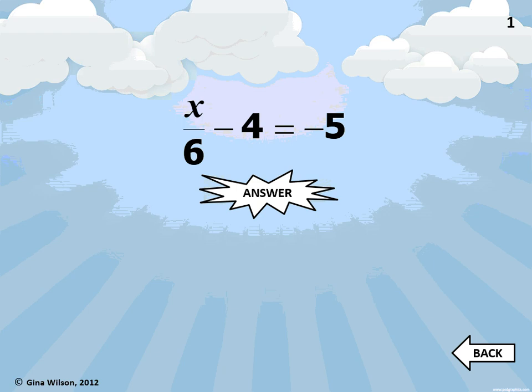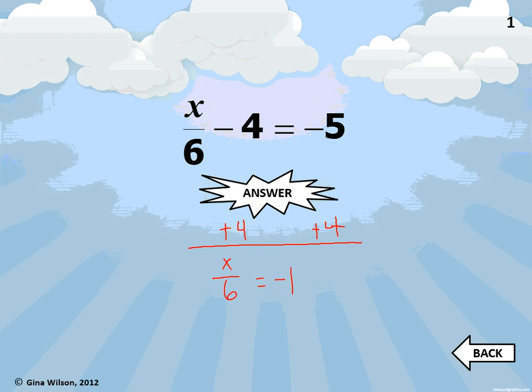So in this equation here, we are going to start by adding 4 to both sides. So we're going to add 4 to get rid of that minus 4. So we're going to add 4 to both sides here. So that leaves us x divided by 6 equals a negative 1.